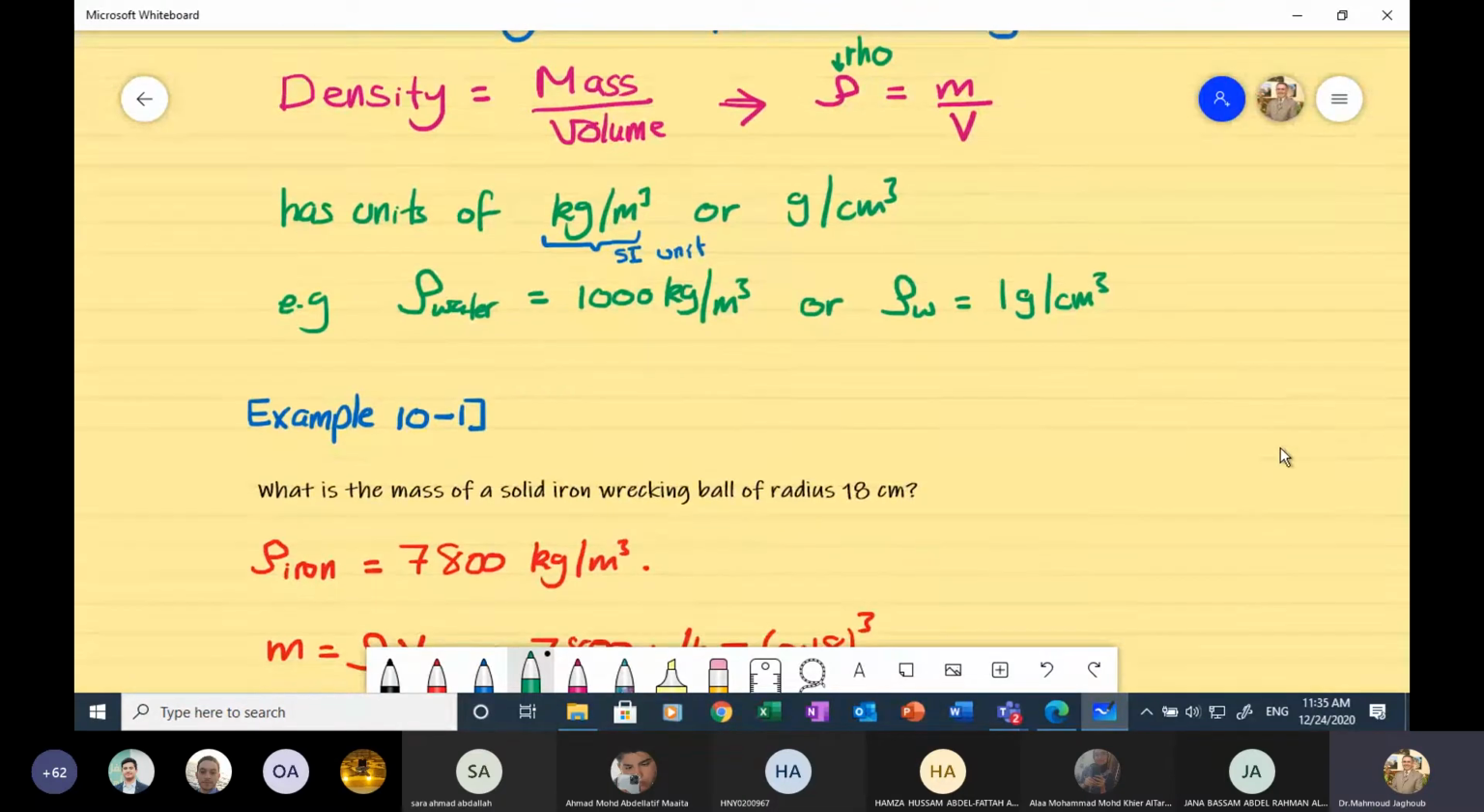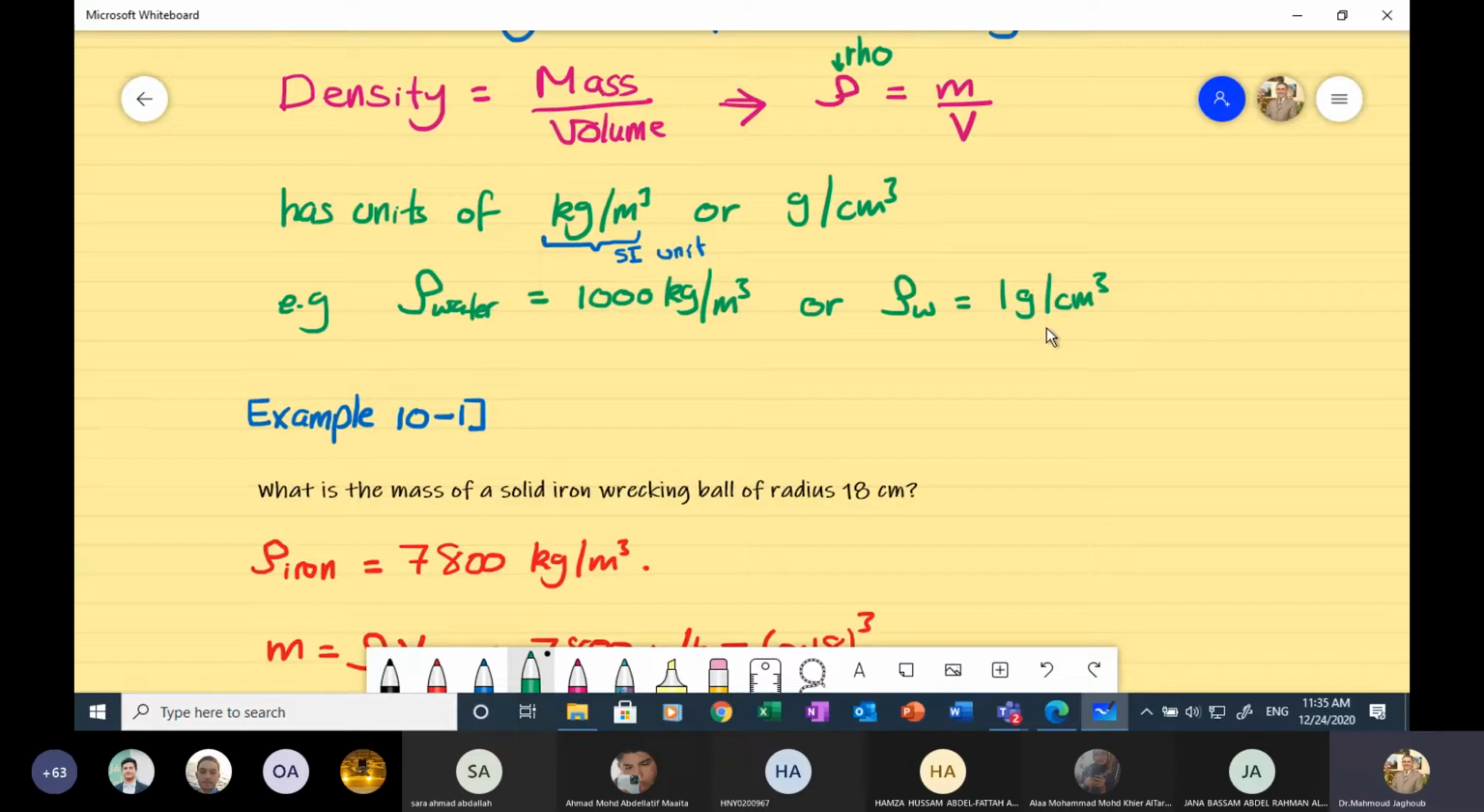Maybe in chemistry, they tell you that the density of water is 1 gram per centimeter cubed. In physics, we say it's 1,000 kilograms per meter cubed. This is the SI unit, but the other unit is also correct, it's just not the SI unit.